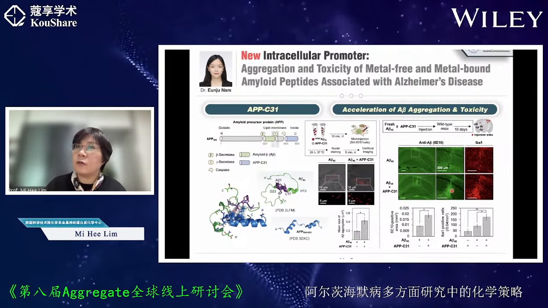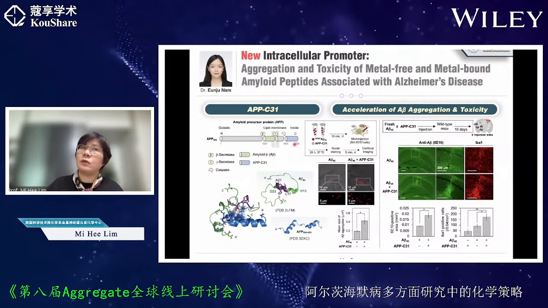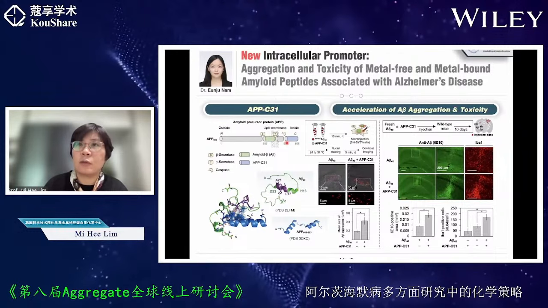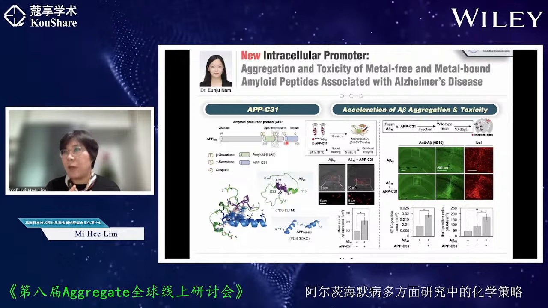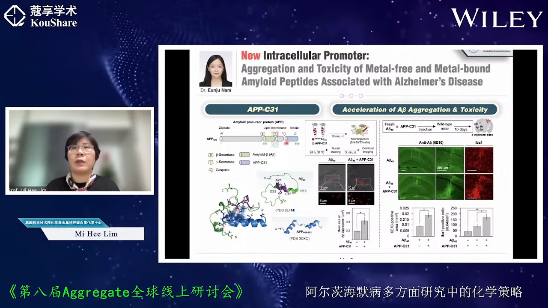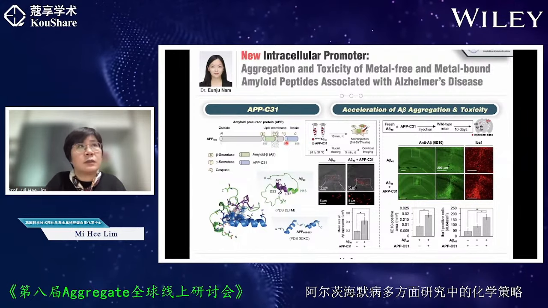So through this study, we suggest that controlling the formation of C31, as well as the interaction between C31 and A-beta, could be a new therapeutic target for Alzheimer's disease.